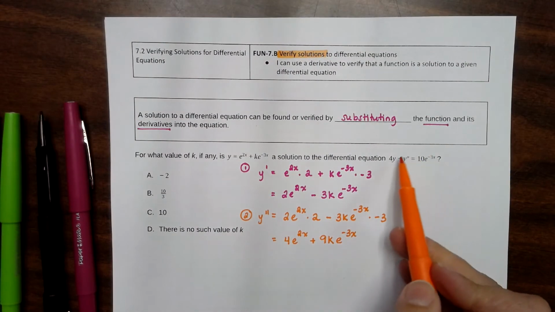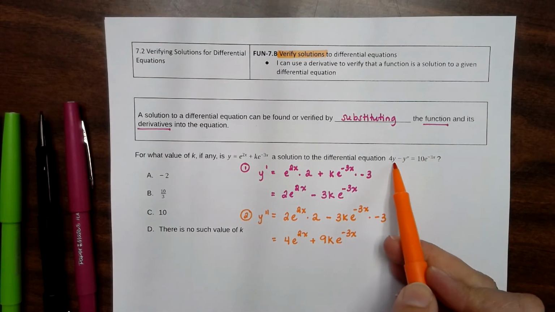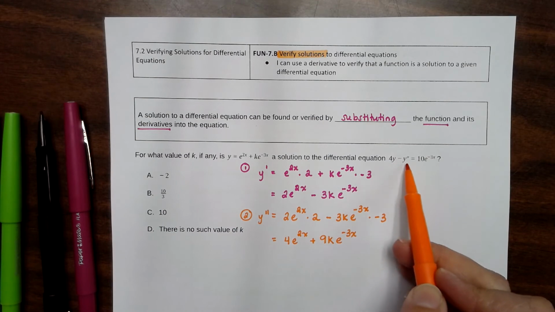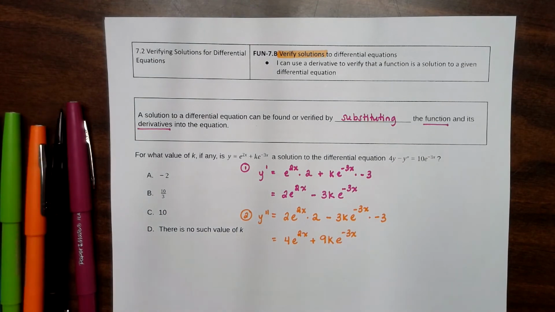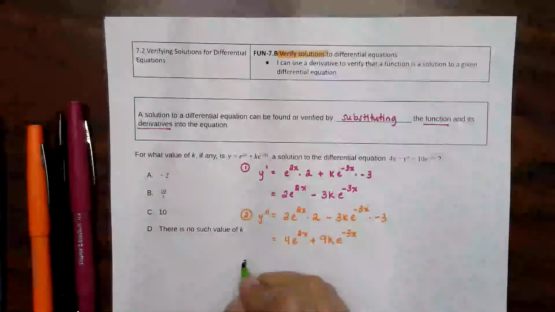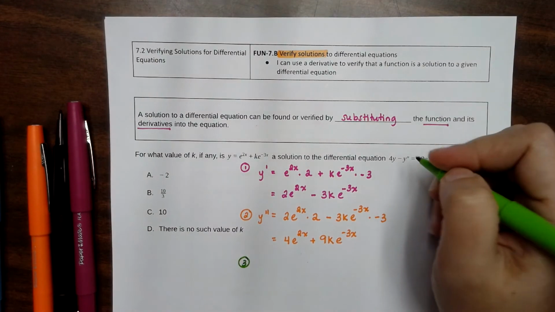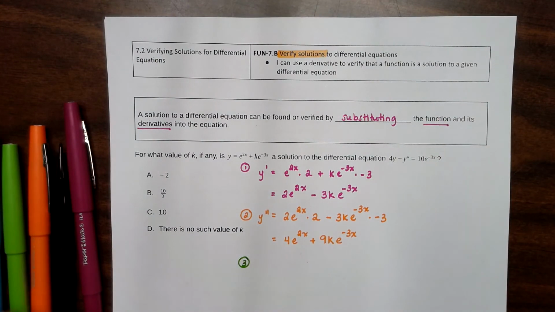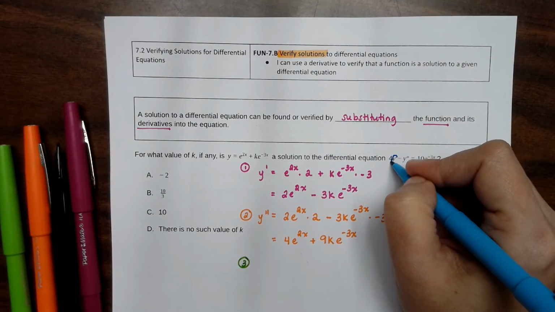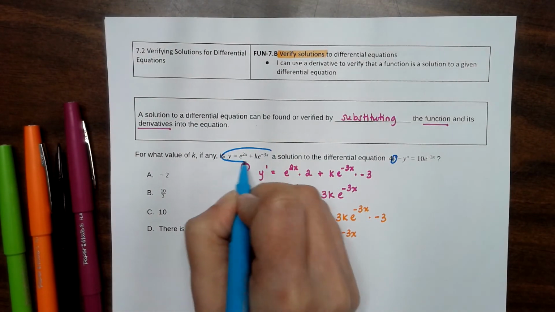Now, in order to perform the substitution into this equation, I need y, which is the original, and y double prime, which is the second derivative. Since the original was already here and the second derivative is here, I'm ready to perform my substitution. So the third step would be to plug all this stuff in. Instead of y, I'm going to replace the y here with my original equation from here.